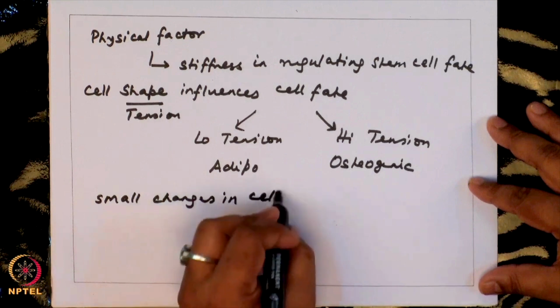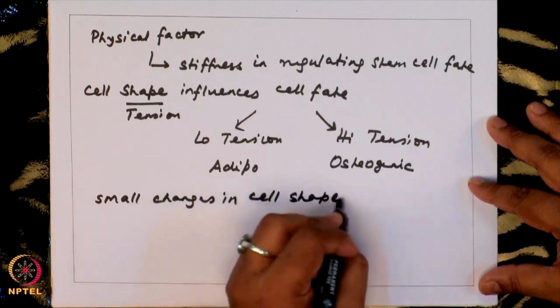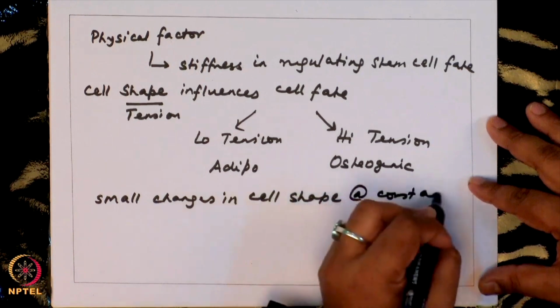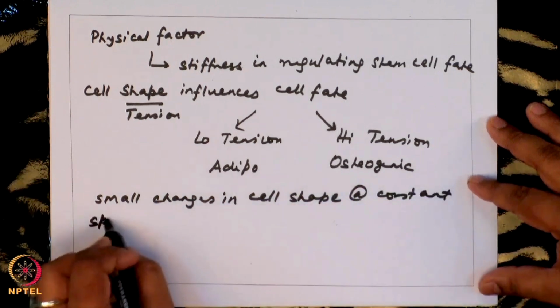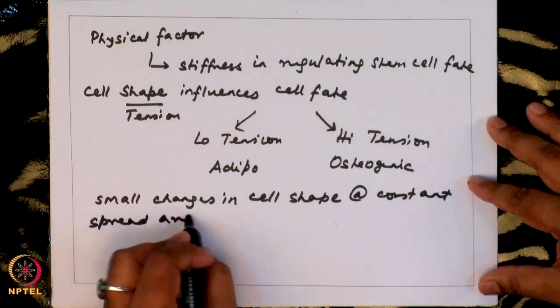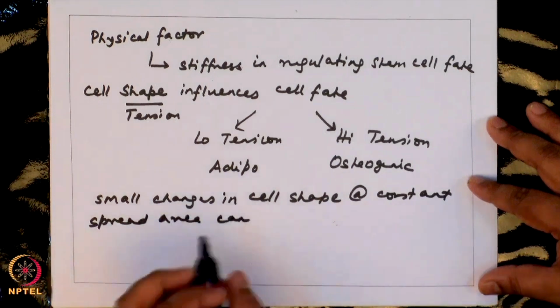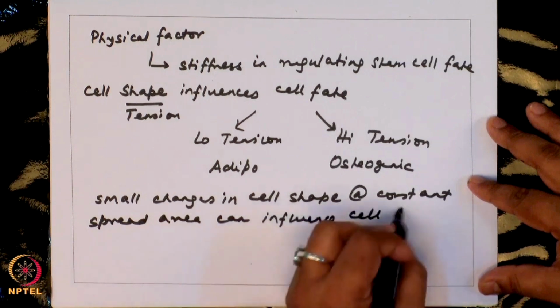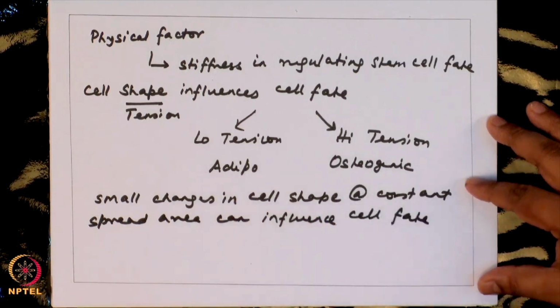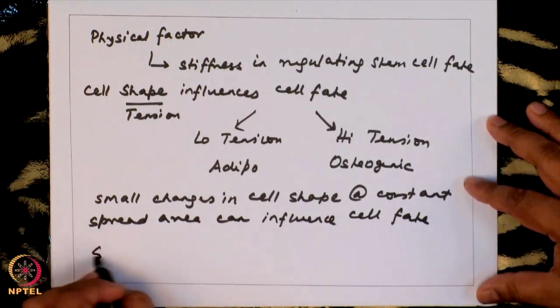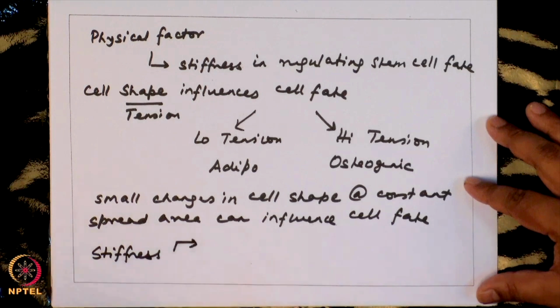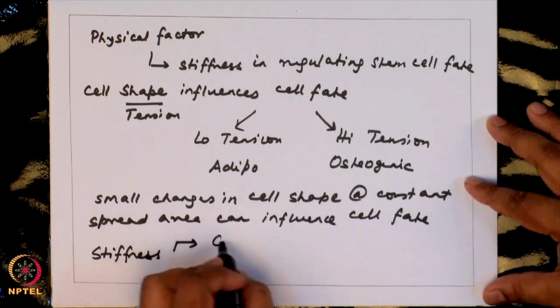in cell shape at constant cell spread area can influence cell fate. Okay. And towards the end I started discussing about stiffness. Okay. So, ECM stiffness has been shown to direct cell spreading.